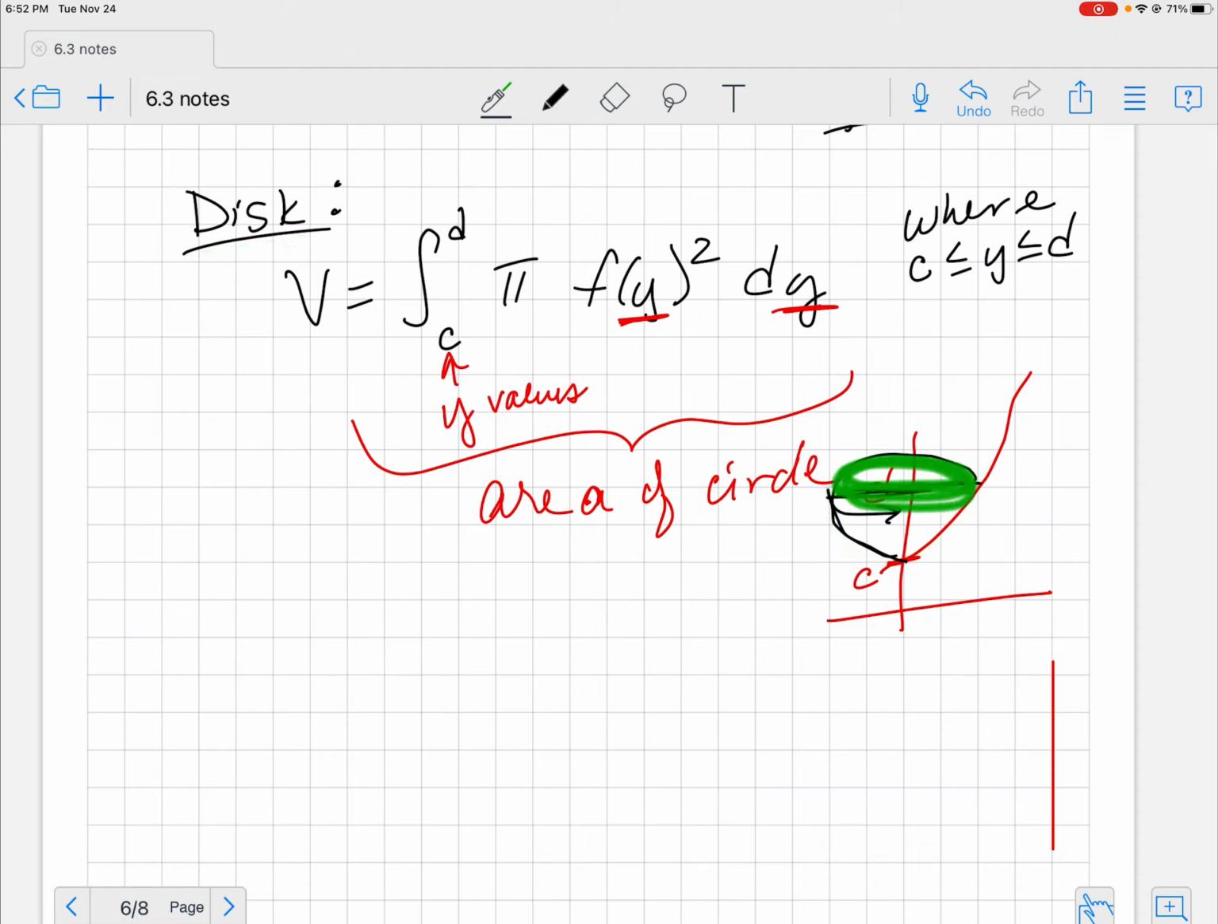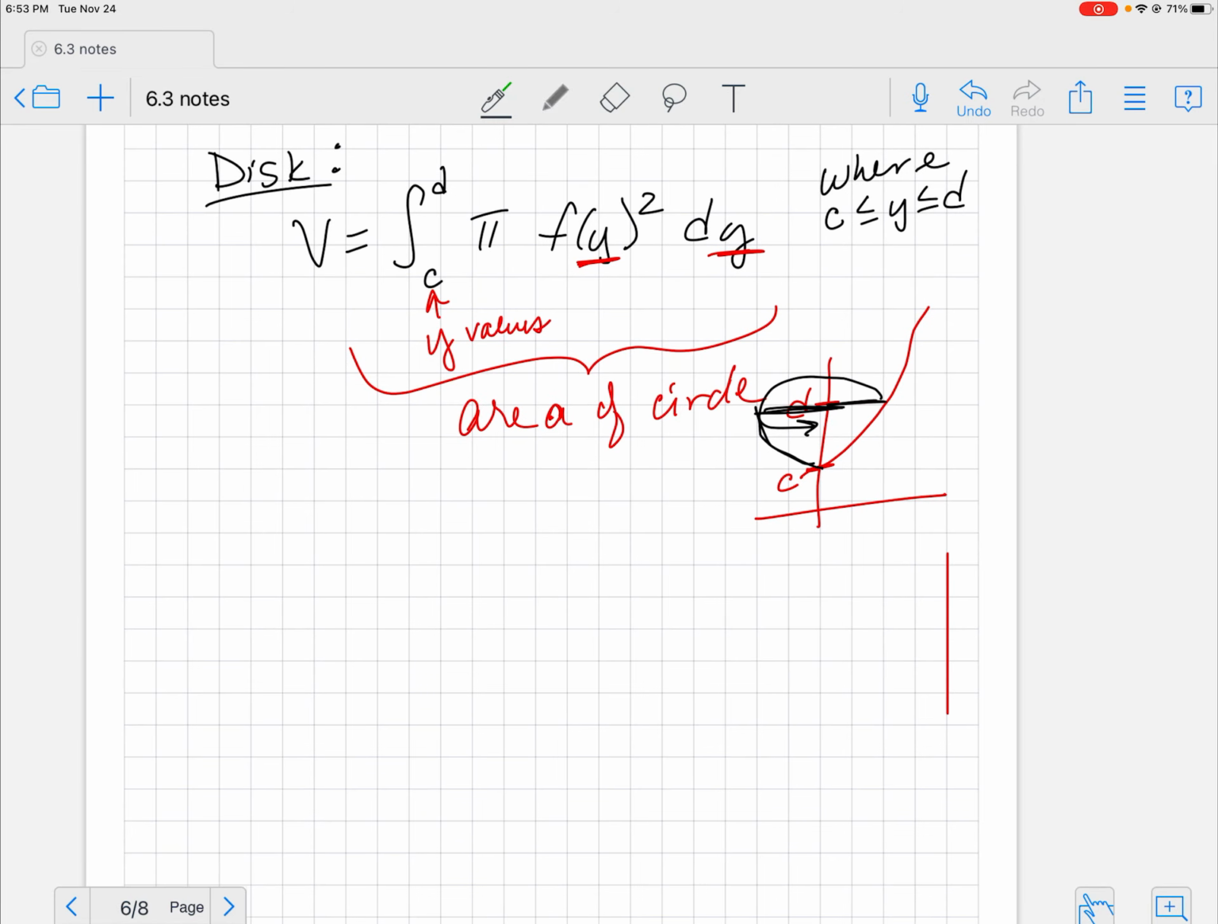This is the disk method, meaning it's solid and filled in. So I've got a bunch of these circles, but it's f of y, so my radius is coming out from my y-axis. No problem. You can do that all day long.